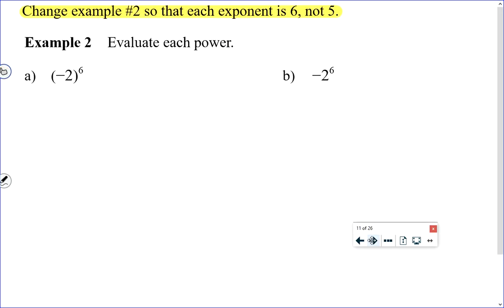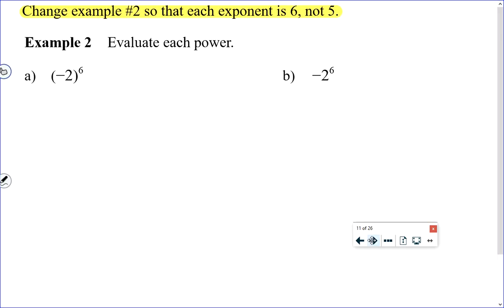The first thing to note here is in your handout that I've printed out for you, the exponents on each of these exponential expressions is 5. And I would like you to change that 5 to a 6. So just take a minute and do so. So instead of being negative 2 in brackets raised to the 5, I want it raised to the 6. And instead of having negative 2 to the 5, I want it as negative 2 to the 6.